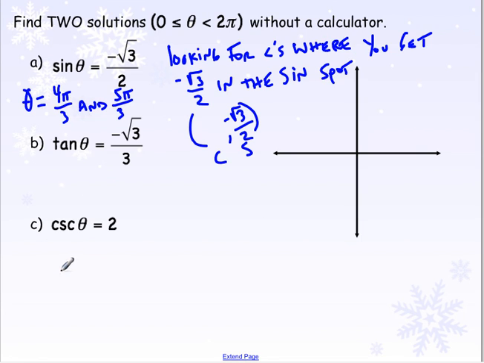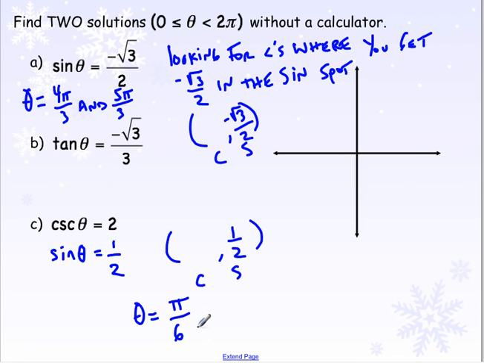For this one down here, cosecant theta equals 2. If that kind of wigs you out, I would think of it as the reciprocal function. So sine is the reciprocal of cosecant. So the reciprocal of 2 is 1/2. I think that would be easier to look on your unit circle for a 1/2 in the sine position. So look on your unit circle for all the angles where you get a 1/2 in the sine position. And I believe that would happen at pi over 6 and at 5 pi over 6.